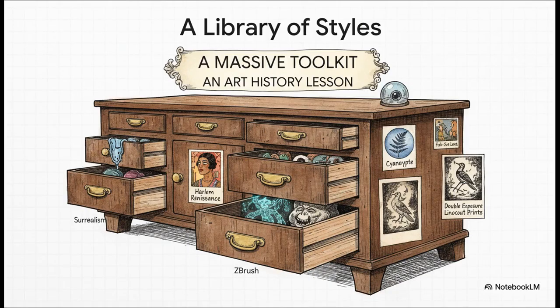And the library of styles people are pulling from is just enormous. Users have this massive toolkit of terms. You've got art movements like surrealism, photo techniques like cyanotype, digital tools like Unreal Engine, classic methods like linocut. It's like you're giving the AI a rapid-fire art history lesson with every single prompt.